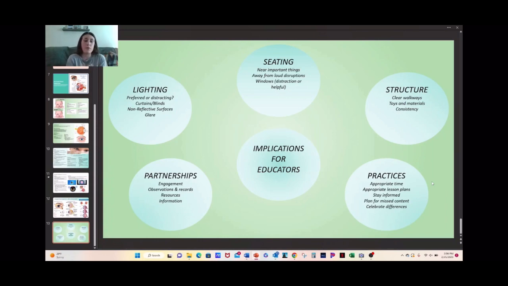Another thing is to plan for missed content. Again, it's important to plan ahead of time and have a variety of ways to learn one topic. Each child learns differently with different struggles and strengths. So, giving many different opportunities will increase the likelihood of a meaningful learning experience.